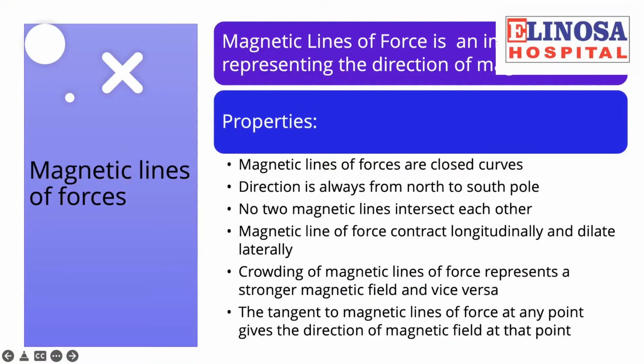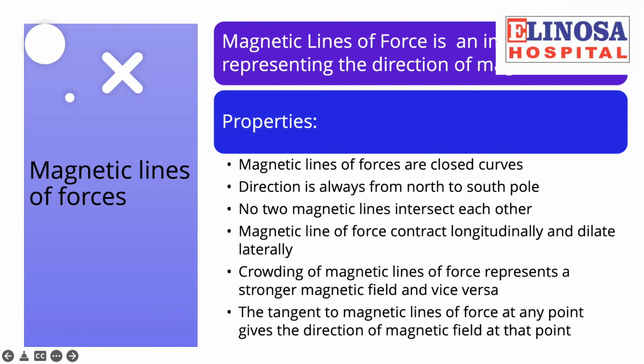Okay, so what are the properties of magnetic lines of forces? A short way to understand is that magnetic lines of force are a property of magnets. So the properties of magnets are the properties of magnetic lines of forces, with some difference. Let's discover the properties of the magnetic lines of forces. The first important thing is that magnetic lines of forces are closed curves. Let's look into these diagrams.